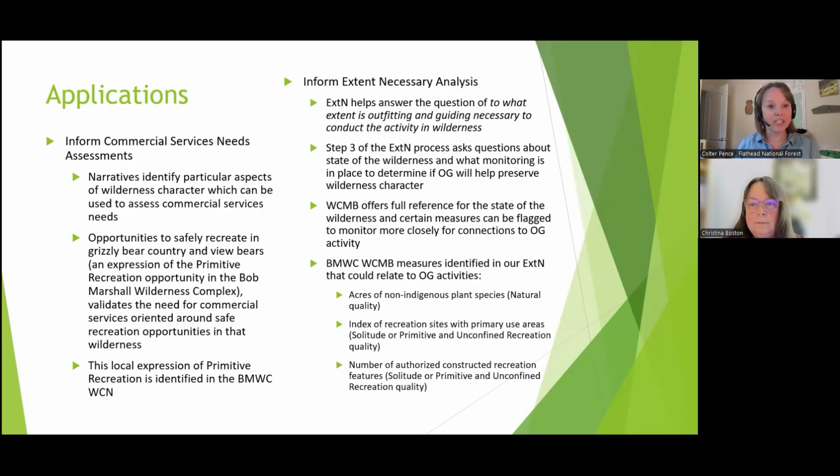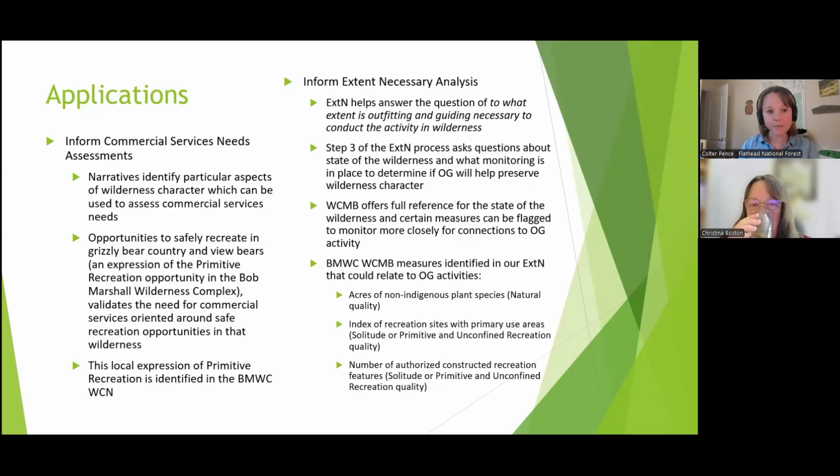Outfitting and guiding in wilderness. There is often a needs assessment requirement, a commercial needs assessment, and narratives can help inform the needs assessment. Narratives identify particular specific aspects of wilderness character, and that can be used in your commercial services assessment.